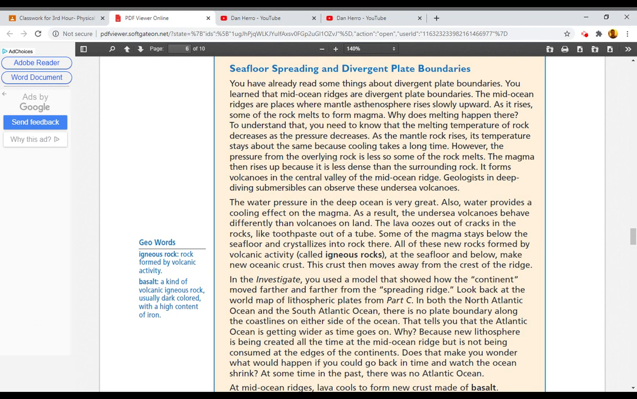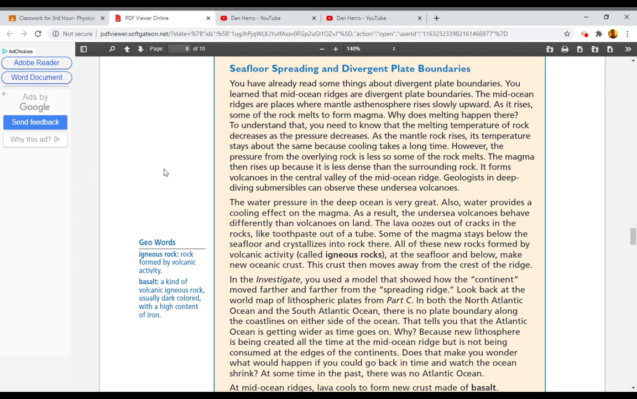Why does melting happen there? To understand that, you need to know that the melting temperature of rock decreases as the pressure decreases. As the mantle rock rises, its temperature stays about the same because cooling takes a long time. However, the pressure from the overlying rock is less, so some of the rock melts. The magma then rises up because it is less dense than the surrounding rock.